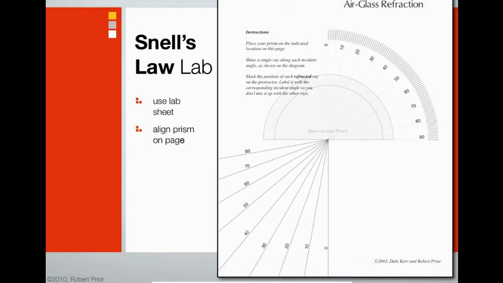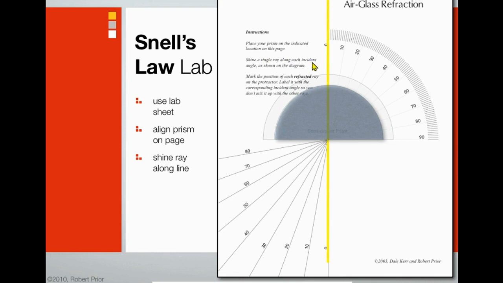Place your prism on the indicated location on this page. You will be getting a handout. Shine a single ray along each incident angle as shown on the diagram. You do not need to do all of the measurements. Please look at your data sheet to find out what measurements you will be doing.